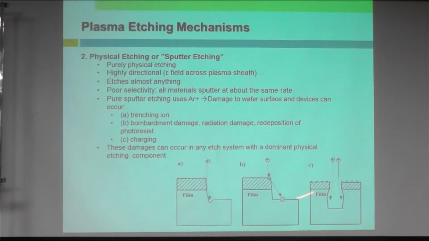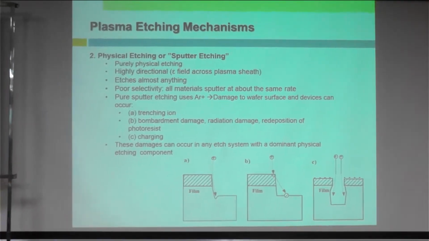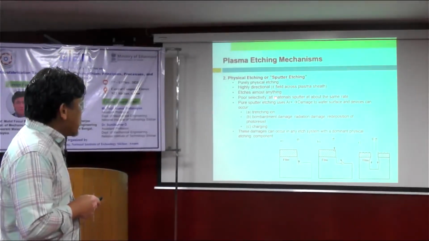And in plasma etching, as mentioned, you have two types, chemical etching and physical etching, or we call it sputter etching, because you bombard the ion of the gas that removes the material. So it is purely physical etching and highly directional, meaning the direction of the bombardment of the ion will be the material removal area or location. So it etches almost anything.